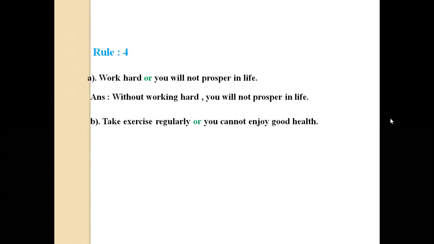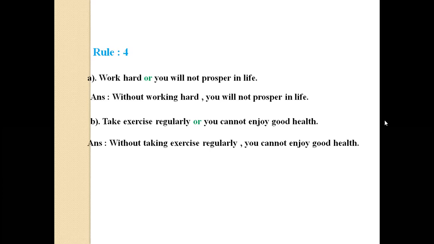B. Take exercise regularly or you cannot enjoy good health. Here there is or, so you use the structure of the first sentence and it will be without plus ing after the verb. Without taking exercise regularly, use a comma instead of or and write the rest of the sentence. So the answer will be without taking exercise regularly, you cannot enjoy good health.